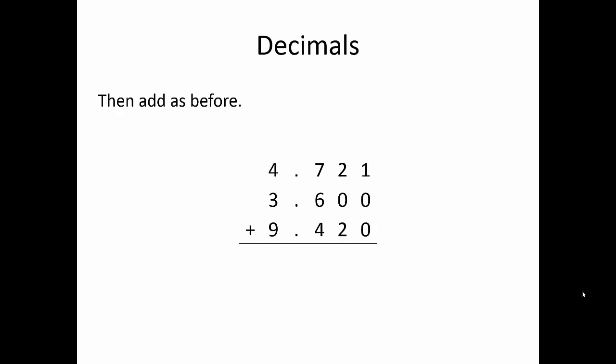We then add as before, from the smallest place value, which in this case is the thousandths place. 1 plus 0 plus 0 gives me 1. 2 plus 2 is 4. 7 plus 6 is 13, plus 4 is 17. So I put the 7 underneath and carry the 1. The decimal points go underneath each other. 4 plus 3 is 7, plus 9 is 16, plus the 1 I carried is 17. There's no more place value, so I write 17 underneath. This gives the answer of 17.741.